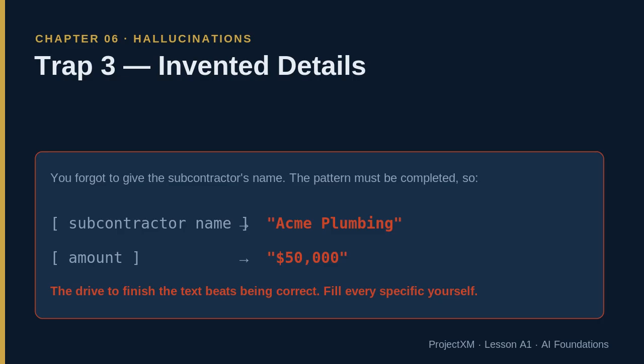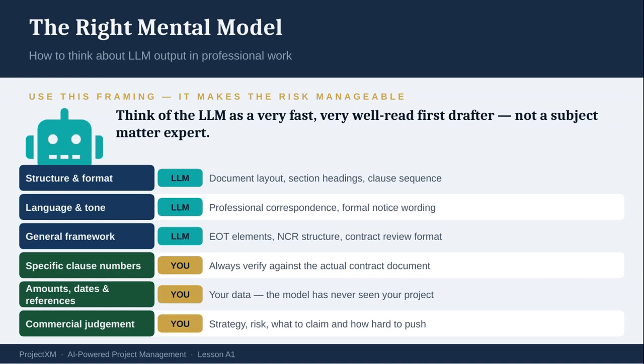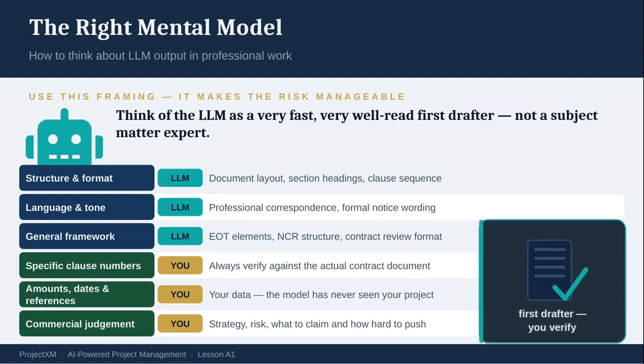Taking all of this together, the autocomplete math, the tokens, the attention weights, the temperature, it demands a massive shift in how we approach the software. Completely. What is the ultimate mental model our listeners should walk away with today? The most effective mental model is a clear shift in perspective. Do not treat the LLM as a subject matter expert. Treat it as a remarkably fast, exceptionally well-read first drafter who possesses zero common sense and zero lived experience.